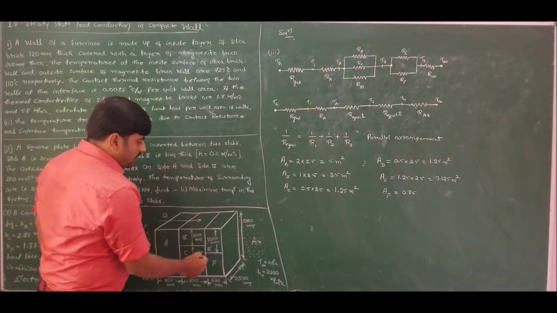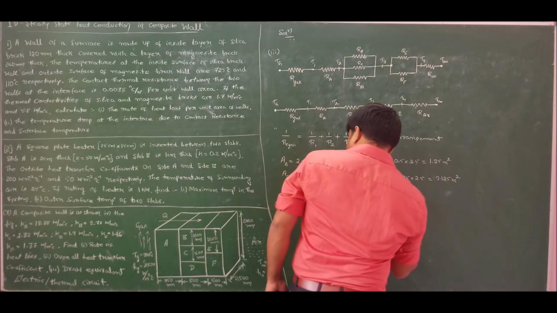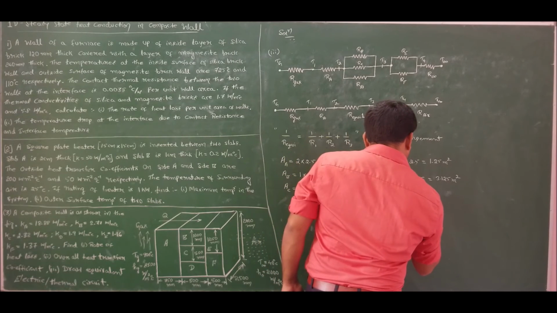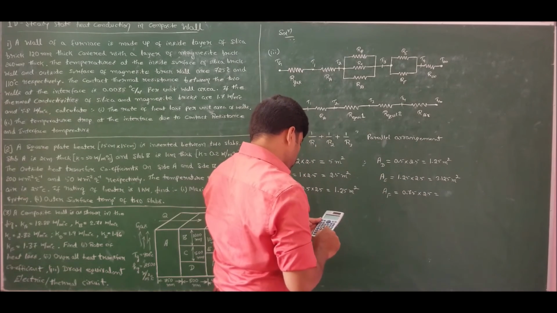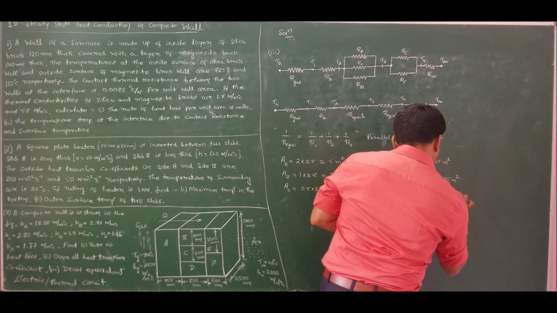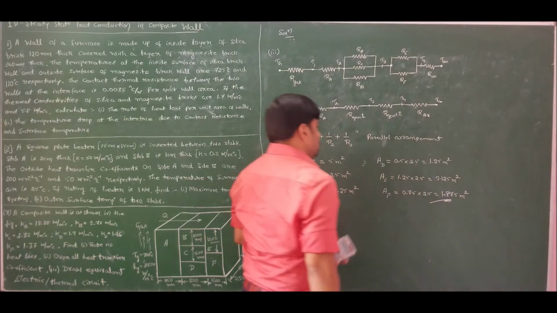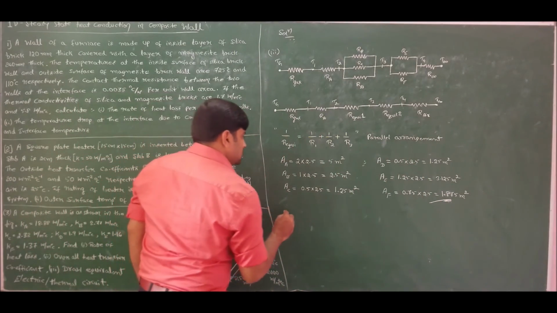Next, area of F is 0.75, because overall height is 2000 minus 1250, which is 750 mm. 750 mm is nothing but 0.75 meters into 2.5, which is 1.875 meters square. So we have calculated all the areas. Now I can find the resistances.